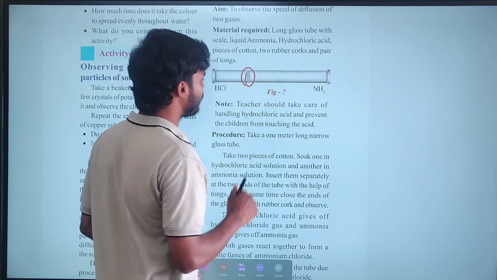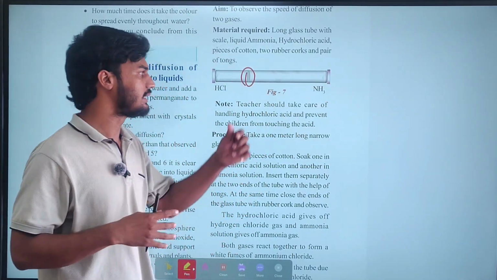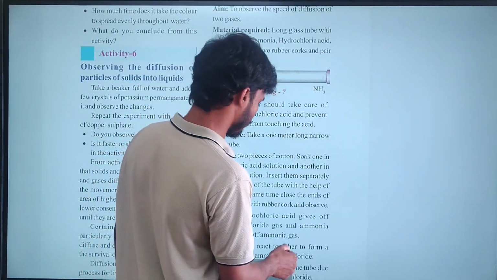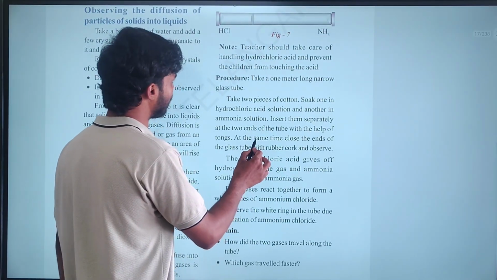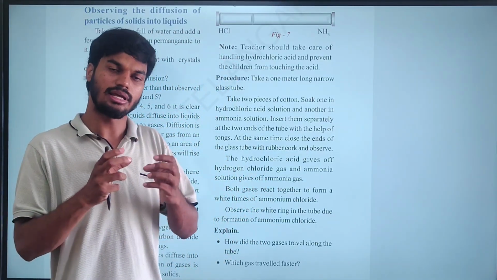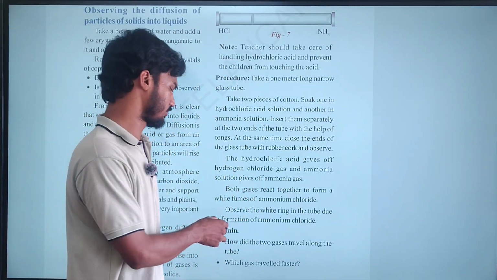After meeting, it is able to form a wide ring-like structure. Clear? So from this experiment we can say that the speed of the gases will depend upon the element.